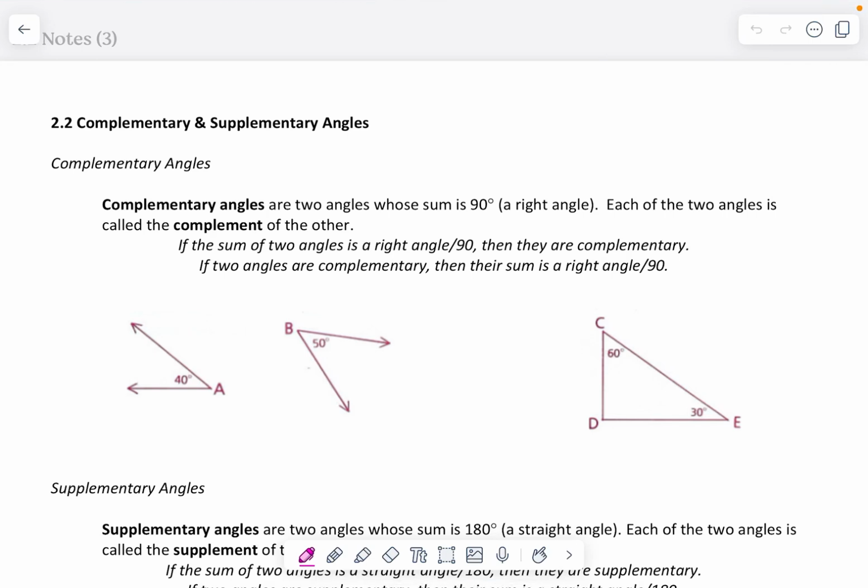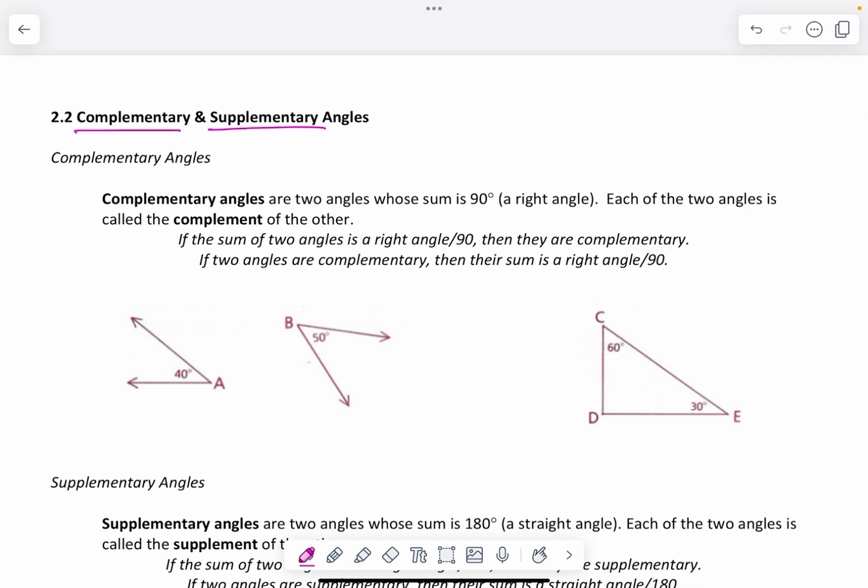All right, we are moving along in chapter 2 in the second section now. And today we're talking about complementary and supplementary angles. Now, complementary angles are two angles whose sum is 90.